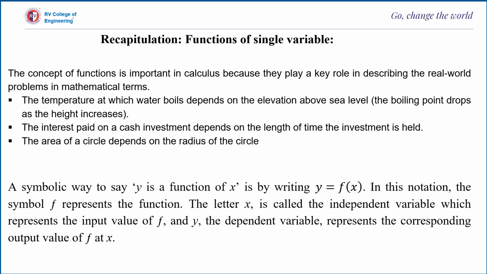A symbolic way to represent y as a function of x is by writing y equal to f of x. In this notation, the symbol f represents the function. The letter x is called the independent variable, which represents the input value of f, and y, the dependent variable, represents the corresponding output value of x.